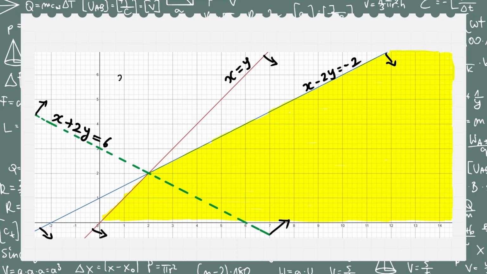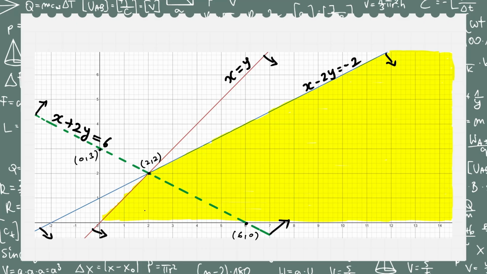You know well how to draw this line. When you take x equal to 0, 0 plus 2y, which is 2y, equal to 6. So y equal to 3. So this green dotted line passes through the point 0, 3. When you take y equal to 0, we get x plus 0 equal to 6. That means x equal to 6. So this green dotted line passes through 6, 0. That's how we drew this green dotted line. And this line also passes through 2, 2, our maximum point.